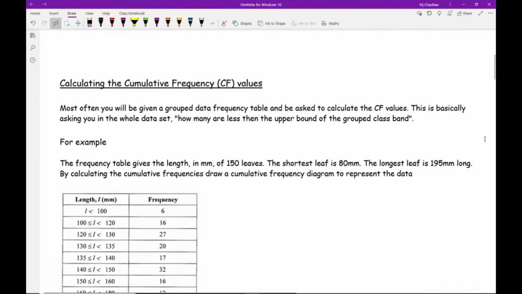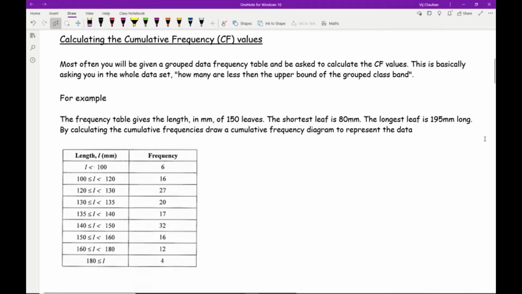So calculating the cumulative frequency values: most often you'll be given a grouped data frequency table and you'll be asked to calculate the cumulative frequency values, and this is basically asking you in the whole set of data how many are less than the upper bound of the group class band. Now if you're not too sure what I mean by that, do not worry, I will explain when we have an example, which we'll move on to now.